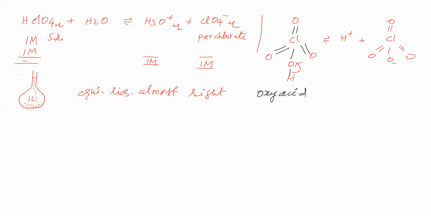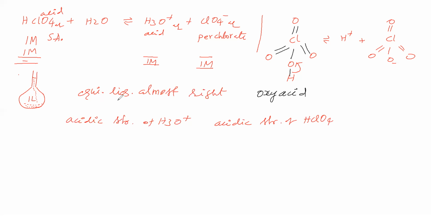Now we will see how to define a strong acid. We will take the acidic strength of HClO4 and the acidic strength of H3O plus. HClO4 is an acid because it is giving H plus. Then, as per the backward reaction, H3O plus is an acid, correct? Now we will compare the acidic strength of H3O plus and HClO4.